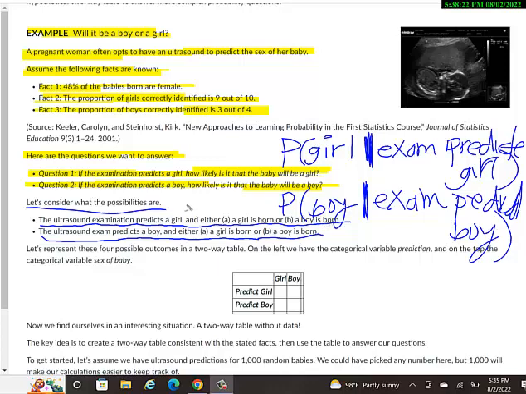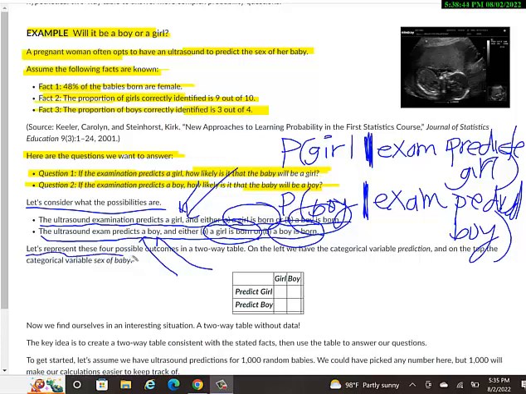That's like 4 possible outcomes, right? A girl is predicted and a girl is born. That's one option. A girl is predicted and a boy is born. That's a second option. A boy is predicted and a girl is born. That's a third option. A boy is predicted and a boy is born. So there are 4 things that could possibly happen when an ultrasound exam is given.